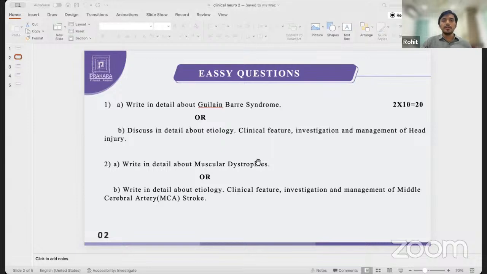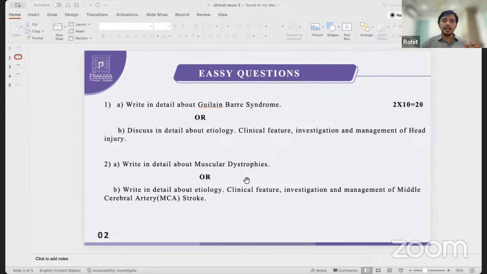So first, when a question is asked on any stroke for that matter, you need to define stroke. Stroke is acute focal brain dysfunction due to vascular disease. Stroke is defined as acute focal brain dysfunction due to vascular disease.